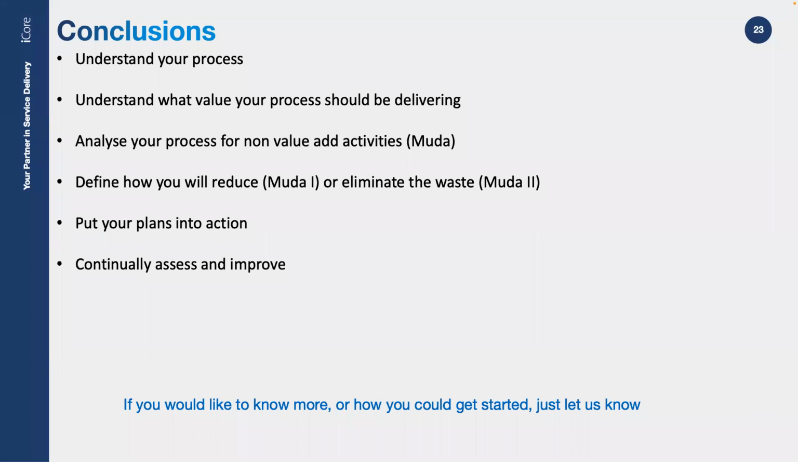Analyze your process for non-value add activities, MUDA. Reduce MUDA if you can, or reduce MUDA 2 if you can, eliminate MUDA 2 if you can, and reduce MUDA 1. So then put your plans into action, and the key thing there is continually assess and improve.